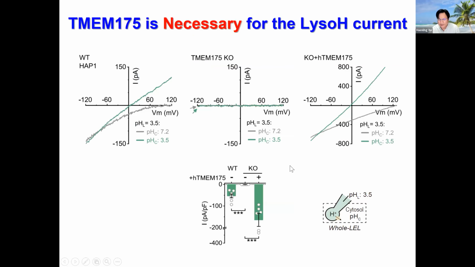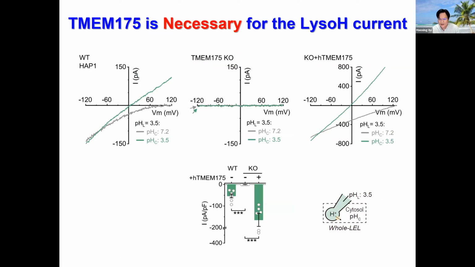TMEM175 is required for the lyso-H current. You can see the knockout is very clean. TMEM175 is probably the primary, if not the sole, lyso-H current in the lysosome.